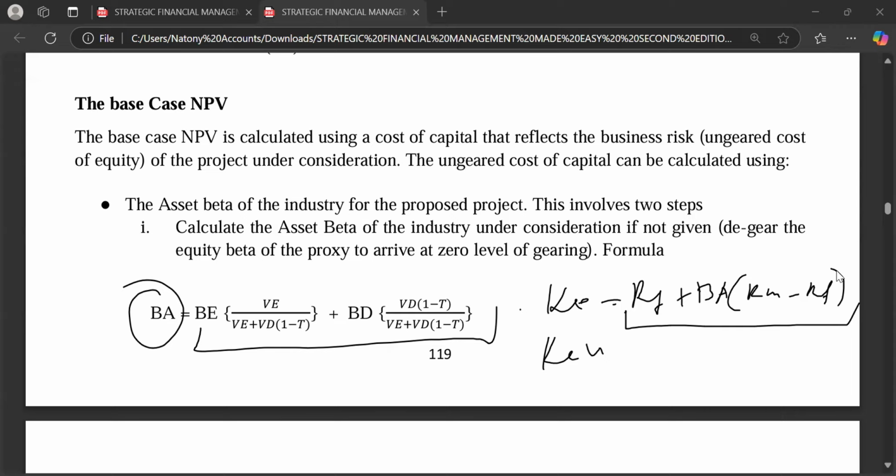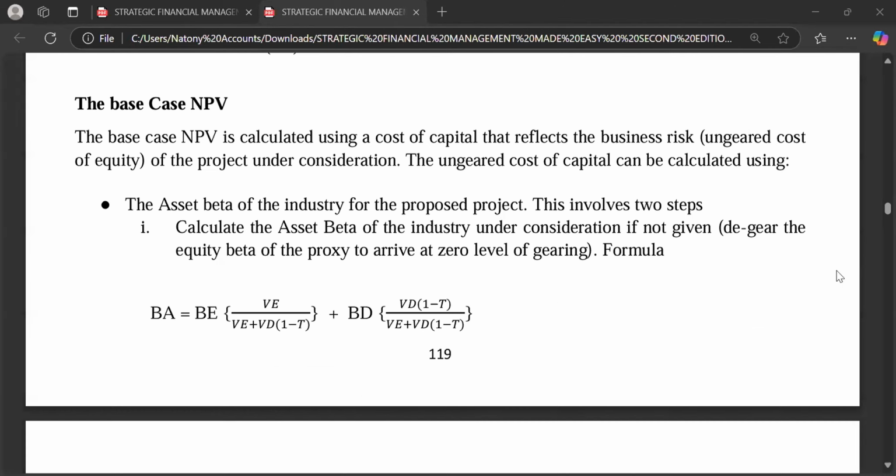Alternatively, because your examiner may give you a company data, a proxy company, and if the examiner gives you the beta of equity of that proxy company, you need to convert that beta of equity to beta of assets for these projects.